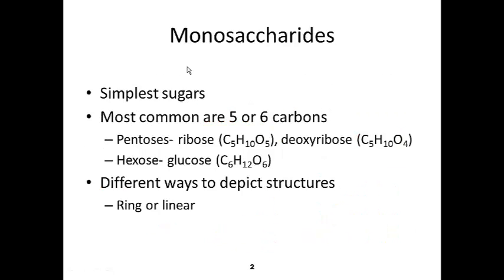So let's start with monosaccharides. Here's an individual sugar subunit. This is the simplest level. Most sugars that we're going to find in nature are 5 to 6 carbons. We call these pentose sugars if they have 5. And if they have 6 carbons, they're hexose.